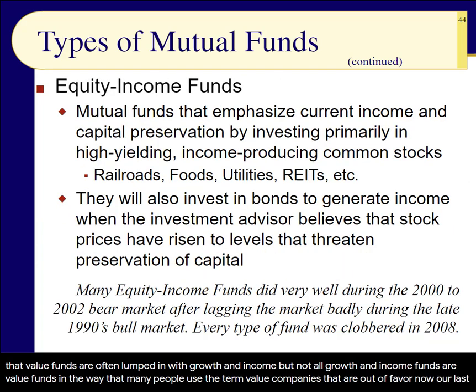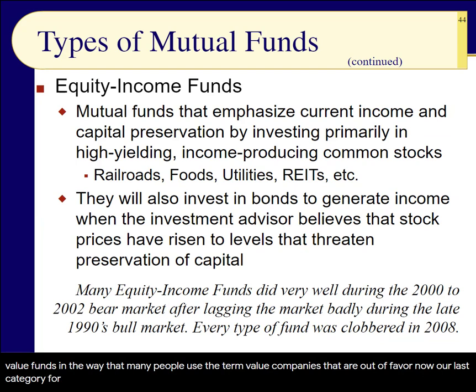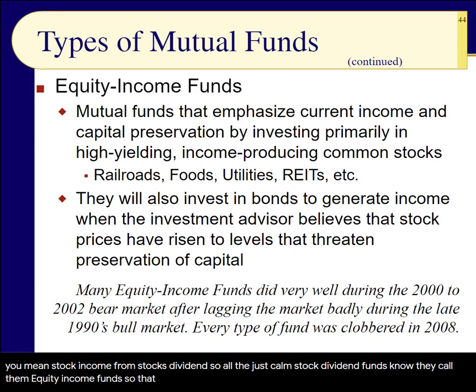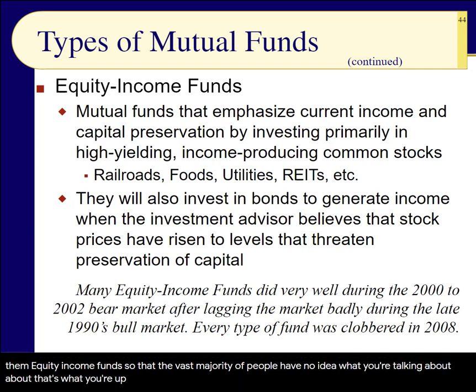Now, our last category for stocks is equity income funds. Now, again, why did they use the term equity income? Equity means stock. Income from stocks is dividend. So why don't they just call them stock dividend funds? No, they call them equity income funds so that the vast majority of people have no idea what you're talking about. That's what you're up against. That's why you are going to be the investment. Have I said that? I think I have.